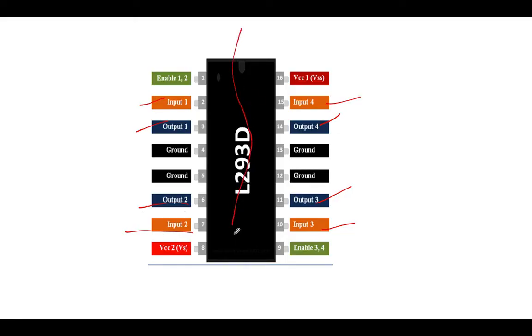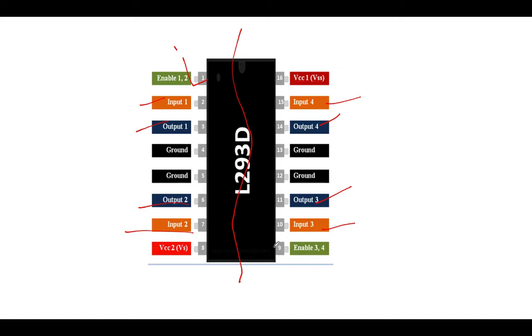We are going to interface only one motor, so I take the first half alone, the left-hand side half, and to activate this circuit I have to give 1 on this enable signal, so that this part of the circuit will be activated or powered up or enabled.